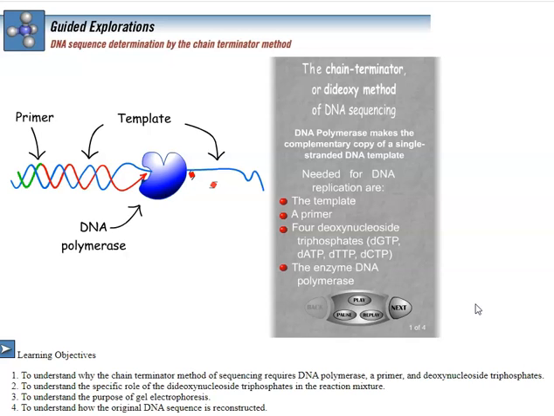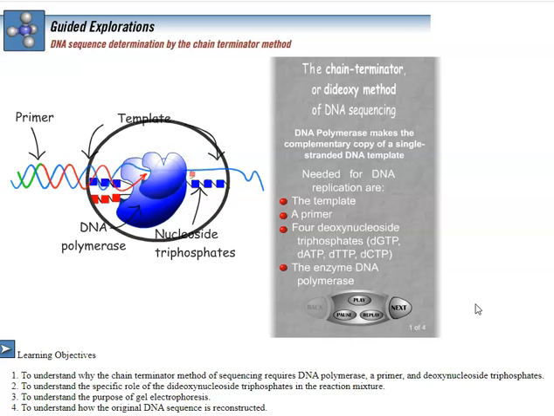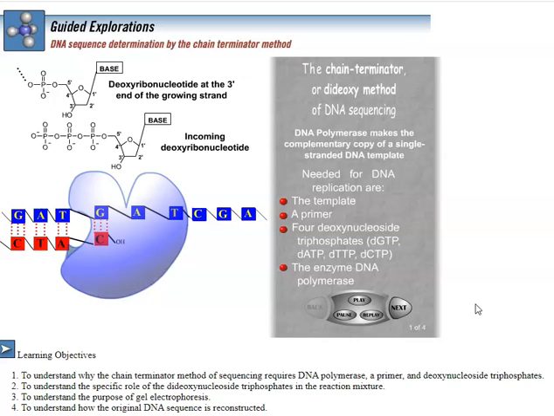The enzyme extends the primer by adding nucleotides, which are derived from nucleoside triphosphates. The nucleotide is added to the 3' end of the growing strand to form a phosphodiester bond that links the 3' hydroxyl group at the end of the growing strand to the 5' hydroxyl group on the incoming nucleoside.